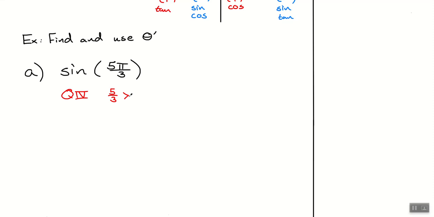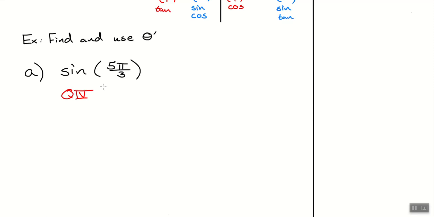We'll get practice. Okay, quadrant 4. If you click through even, here's 3 pi thirds, 4 pi thirds, 5 pi thirds, 6 pi thirds. Here's 5 pi thirds. It's down there. Maybe that's an easier way to go about it. Cool. All right, so we're in quadrant 4.